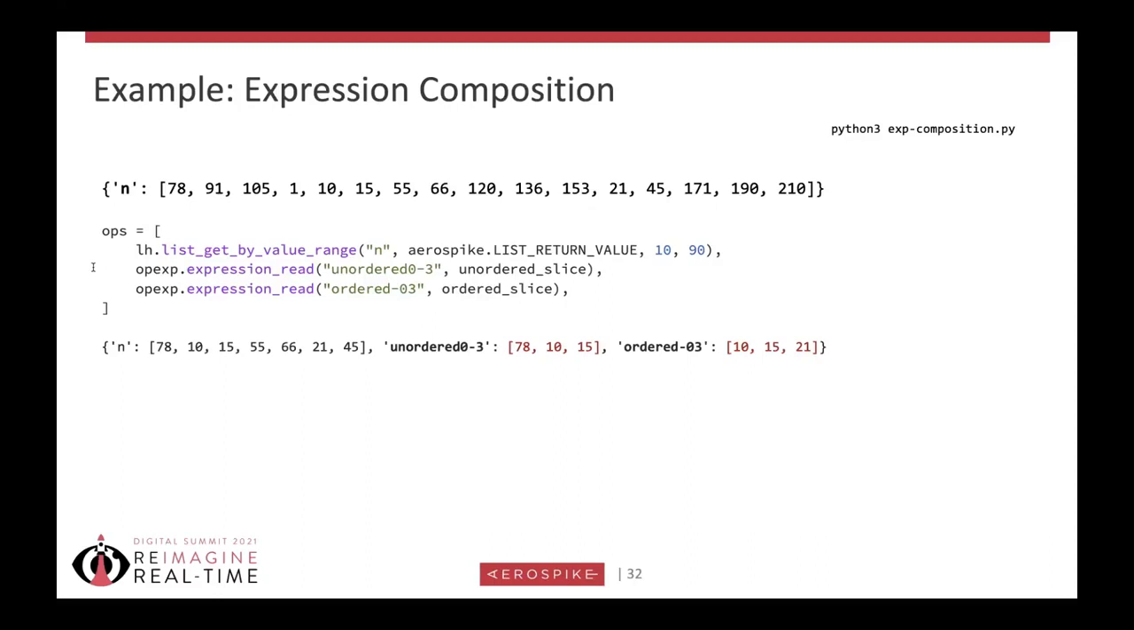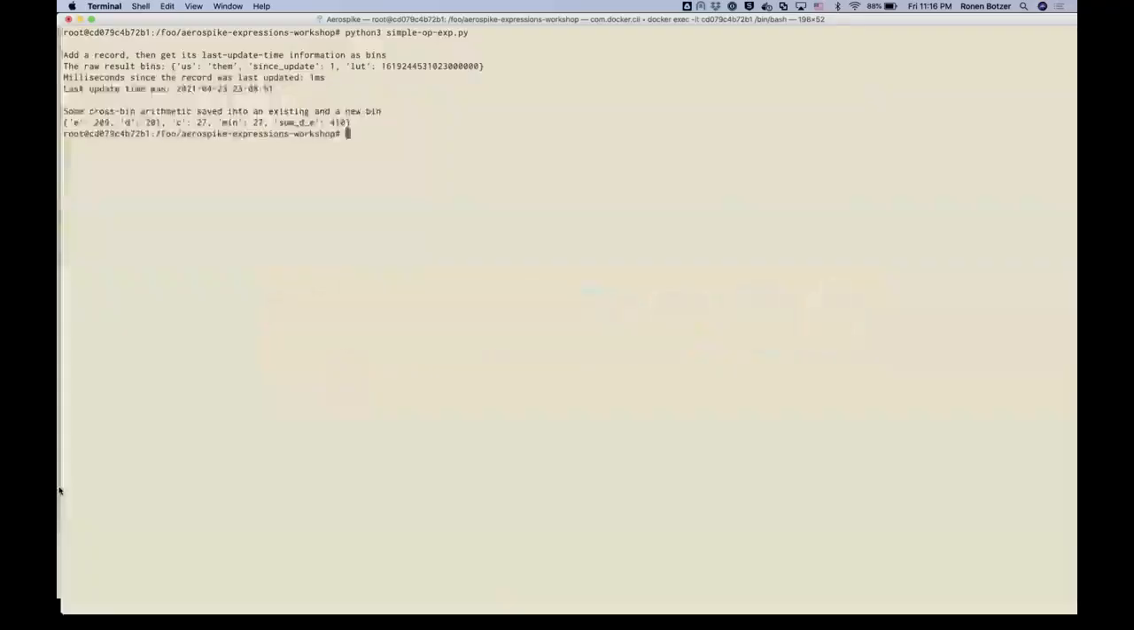If you look at the left side here, this is actually what the value range returns. Unordered just basically gets the first 3 elements here, which is 78, 10, and 15. And ordered will first order them. So the order should come out to be 10, 15, 21, 45, 55, 66, 78, and we're going to get the first 3. And that's exactly what we expected. And we created new functionality here by composing these operations together.